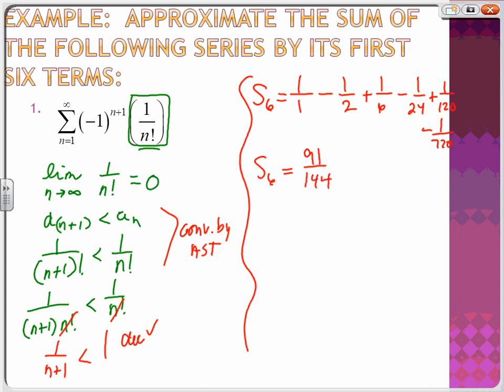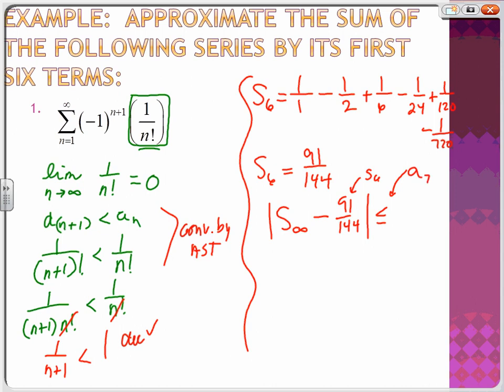Alright, so what do I need to find next? Do I know the actual? So I don't know as I go to infinity what that actual is, but I know that that minus 91 over 144, that S sub 6, has to be less than or equal to what? Not S, but the next term, which would be a sub 7.